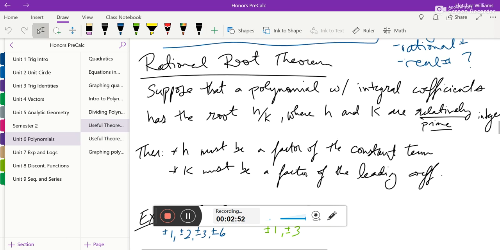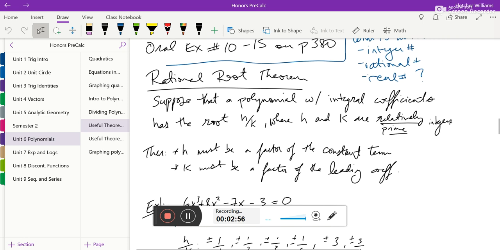Okay, so this is the Rational Root Theorem. Suppose you have a polynomial with integral coefficients, so integer coefficients, and it has the root h over k, where h and k are relatively prime integers. Now you should write this down to the side. What does this mean, relatively prime? Well, it means they have no common prime factor.